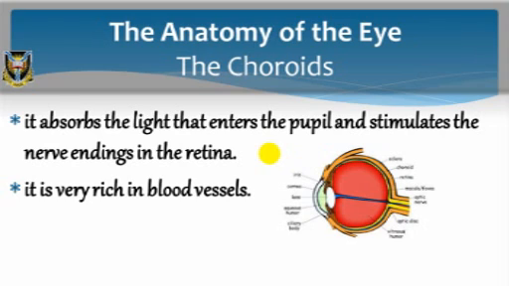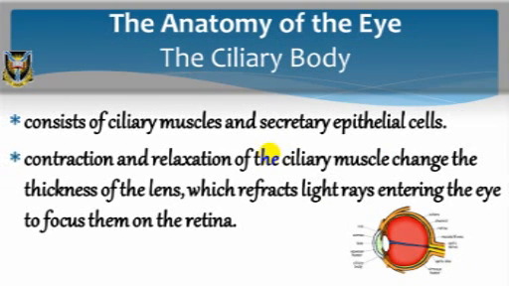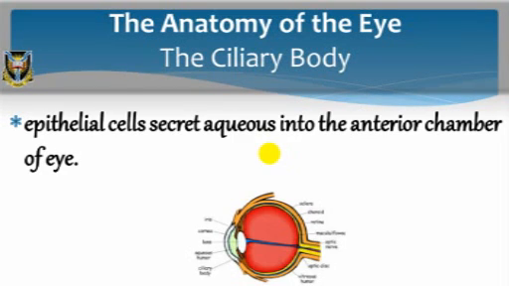The ciliary body. This consists of muscles and secretory epithelial cells. The contraction and relaxation of the ciliary muscle change the thickness of the lens, which bends or refracts light rays entering the eye to focus them on the retina. The epithelial cells secrete aqueous into the anterior chamber of the eye.